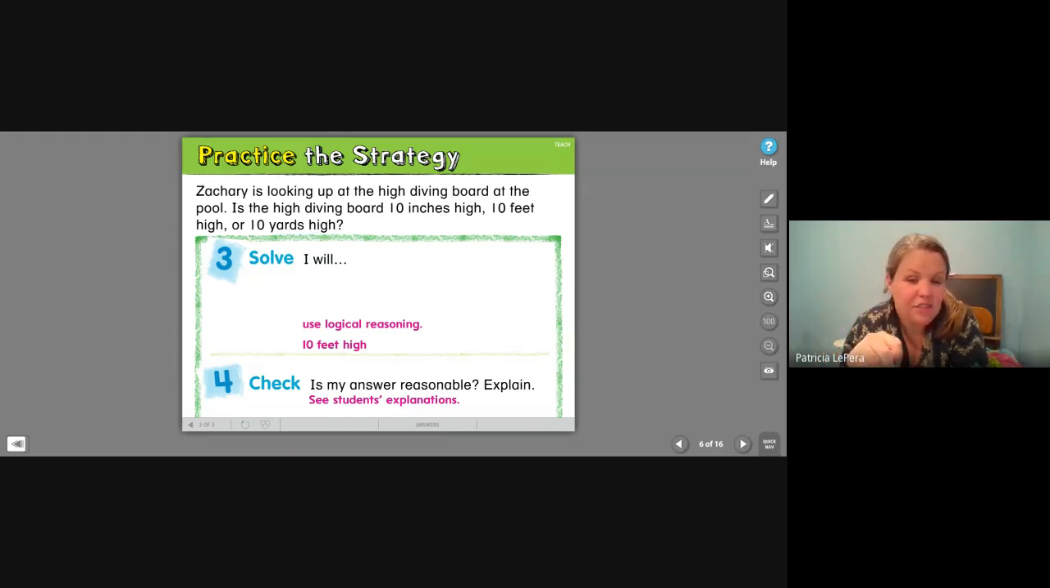So if you made this choice, how did you make that choice? Okay, to me, 10 inches was way too low. 10 yards, now if you have your yardstick, you could measure out 10 yards, maybe in your backyard. That's pretty tall. Okay, maybe at the Olympics, you could go off the 10-yard high dive. But 10 feet high, I think at one of our swimming pools would be a good height for the high dive.